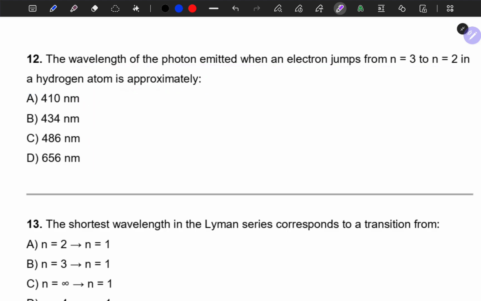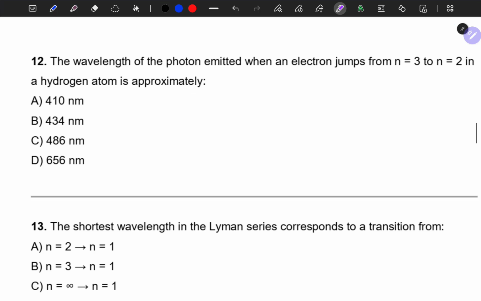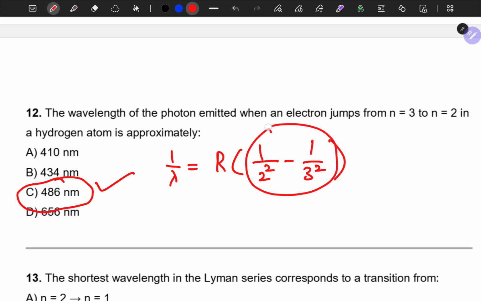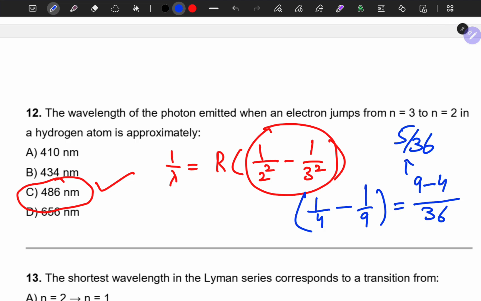So this can be easily calculated by the equation. So it can be easily solved by this formula. And the correct option here will be lambda is equal to 486 nanometer. This needs a very simple kind of mathematics, I mean multiplication, so one can easily solve it. Remaining this portion can be easily solved. I can write it here as 5 by 36, and multiply it with the R. You can get the value 486 nanometer.